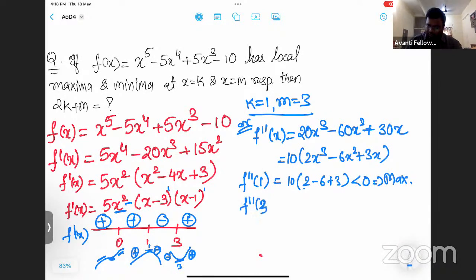F double dash of 3. 10 times 3 cube is 27, so 2 times 27 is 54, minus 3 square is 9, 6 nines are 54, plus 3 times 3 is 9. So the result is 9, which is positive, greater than 0, minimum.